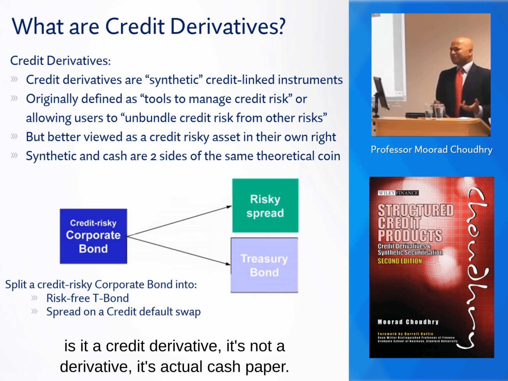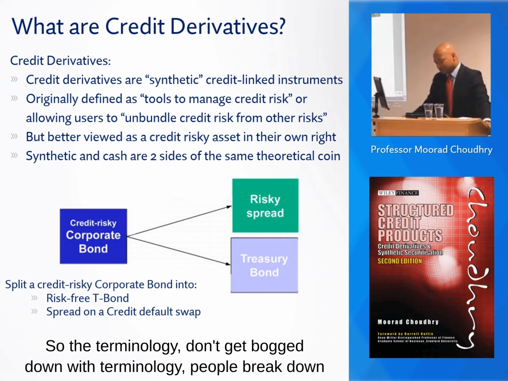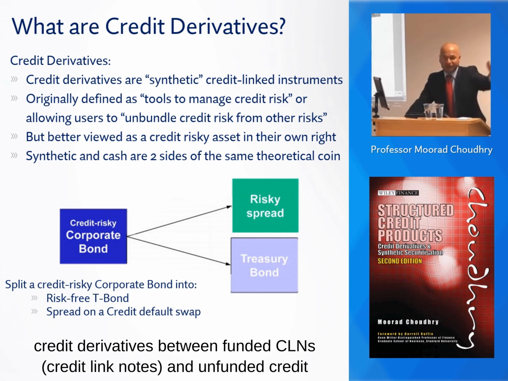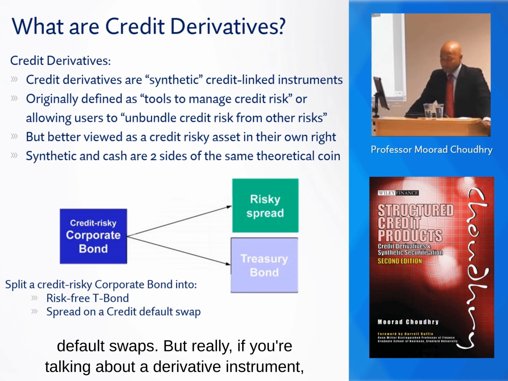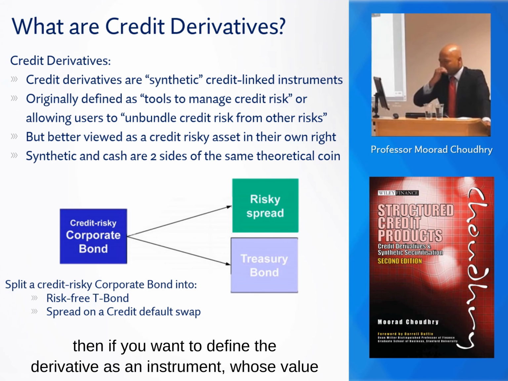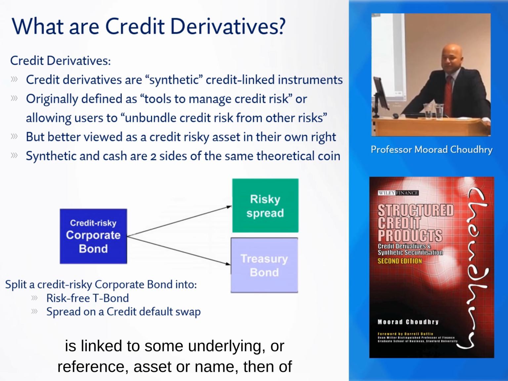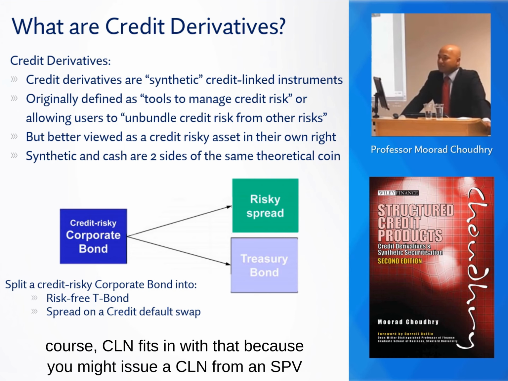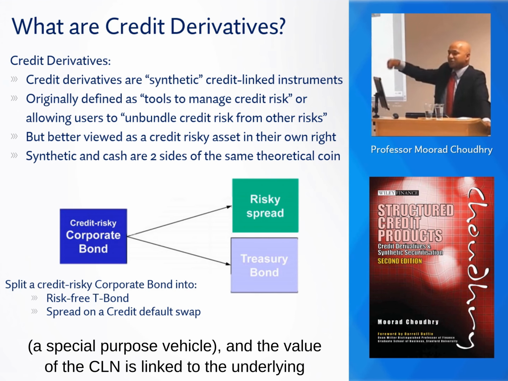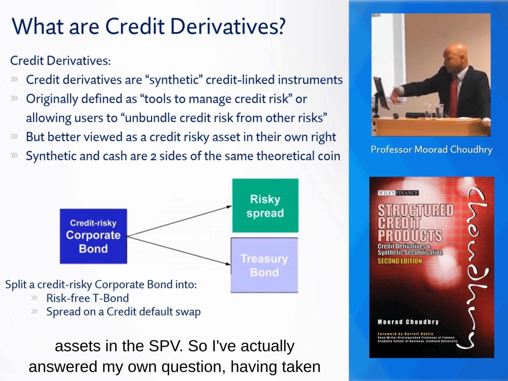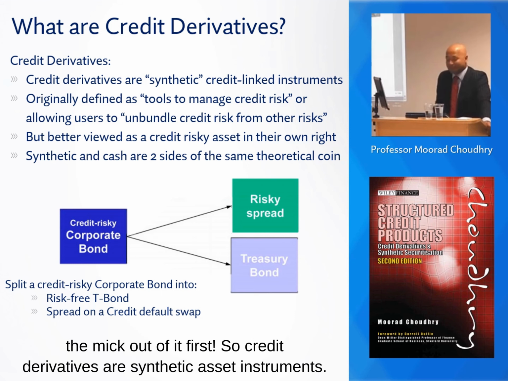But then, how is it a credit derivative? It's not a derivative. It's an actual cash paper. So the terminology, don't get bogged down in the terminology. People break down credit derivatives between funded, CLNs, credit-linked notes, and unfunded credit default swaps. But really, if one defines a derivative as an instrument whose value is linked to some underlying or reference asset or name, then of course the CLN fits in with that, because you might issue a CLN from an SPV, a special purpose vehicle, and the value of the CLN is linked to the underlying assets in the SPV. So I've actually answered my own question, having taken the mick out of it first.